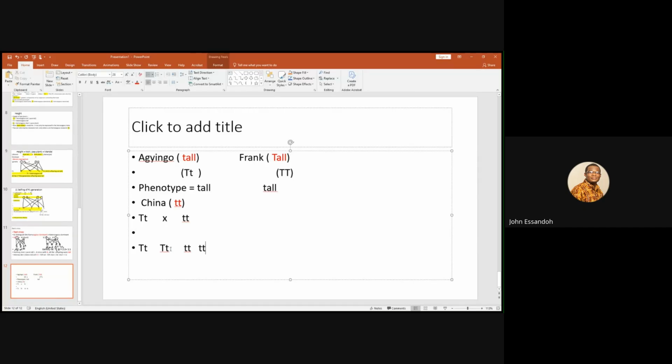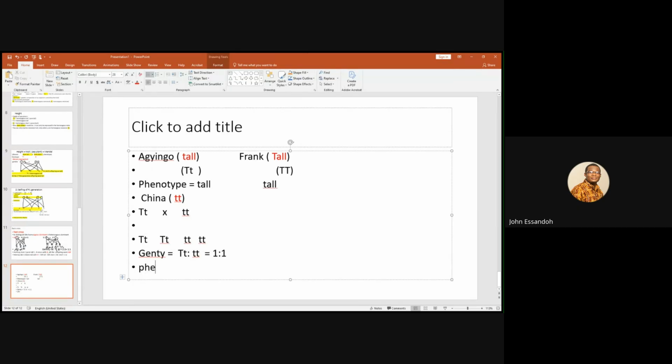So you can see from here that by genotype, when we meet genotype, capital T, small t is to small t, which is equal to what? 2:2, which is the same as 1:1. Then, if you look at phenotype, what am I going to see? Ajingo will have 2 tall, 2 short.